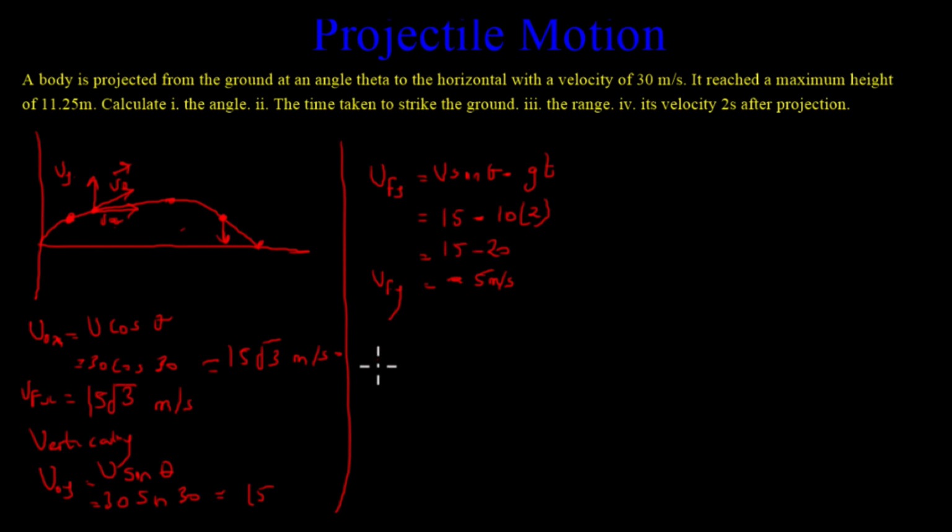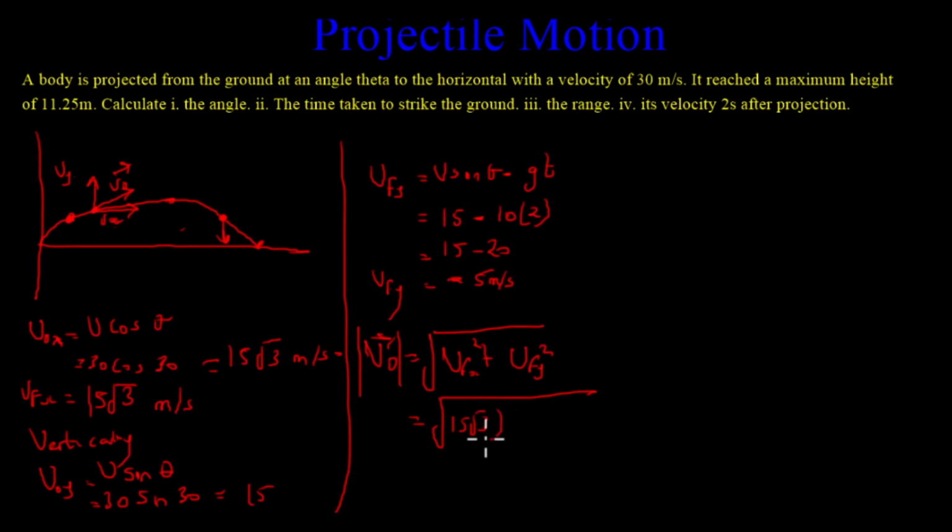All right, so combining these two together, the magnitude of V will be equal to the square root of Vf of x squared plus Vf of y squared. We had 15 root 3, so everything squared, plus Vf of y, that's simply 5 squared. The reason I'm not using the negative sign is that it will still return a positive value after squaring it.